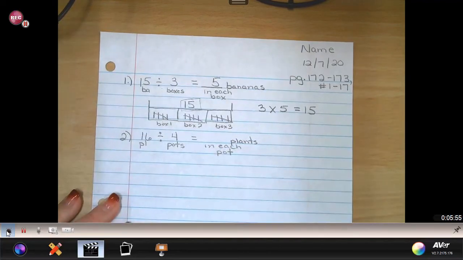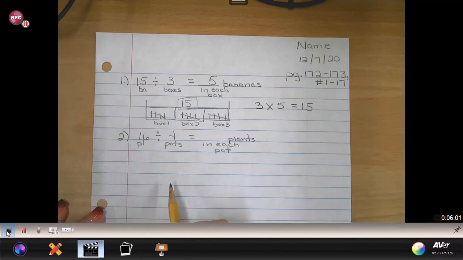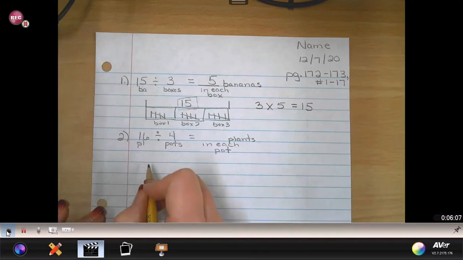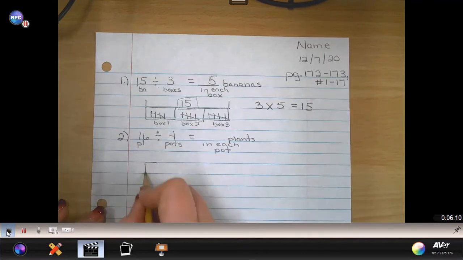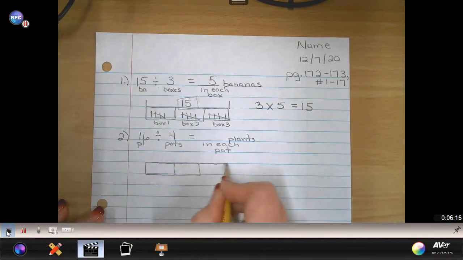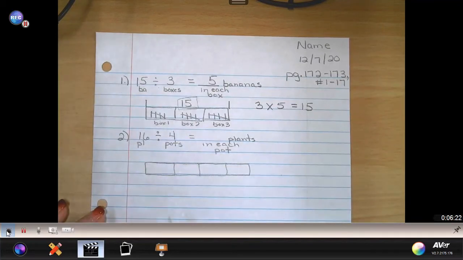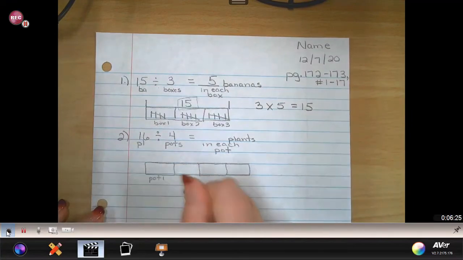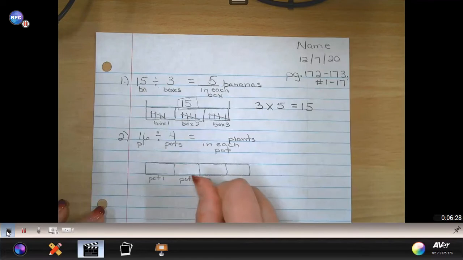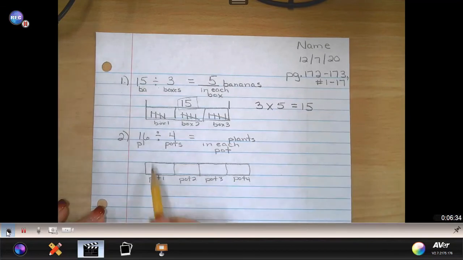Now, what makes this so much easier is if we know our multiplication facts. But for today, we're going to use our drawing to help us with our assignment. So we have the 4 pots, and I'm going to share, and notice that each bar is going to be considered a pot. This is going to be pot 1 and 2 and 3 and 4. And I'm going to share these 16 plants equally into each of these pots.